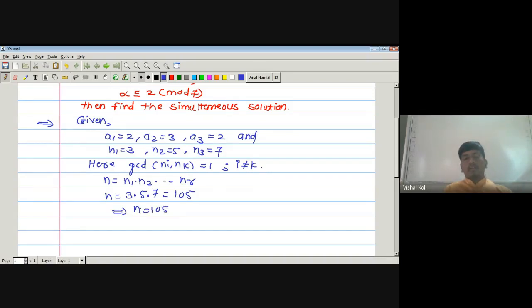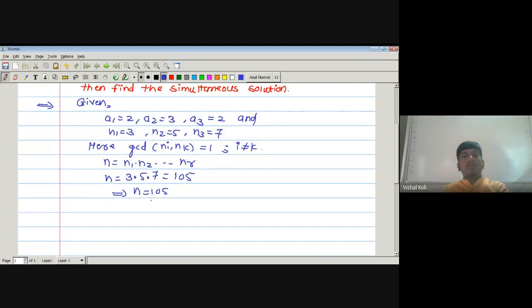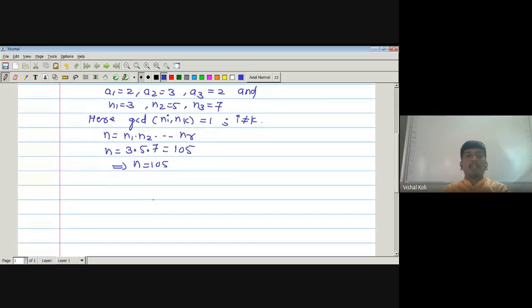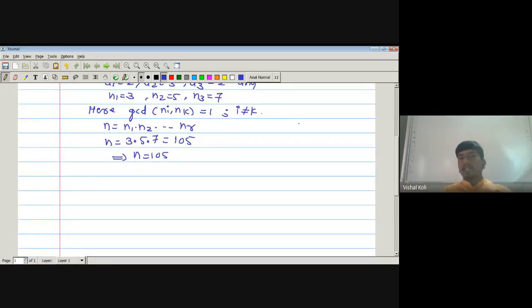After that we have to find the values of capital N1, capital N2 and capital N3. In the Chinese remainder theorem, small n divided by nk is capital Nk. Therefore capital N1 is small n divided by n1. Here n is 105 divided by n1, and n1 is 3. What is the value of 105 divided by 3?